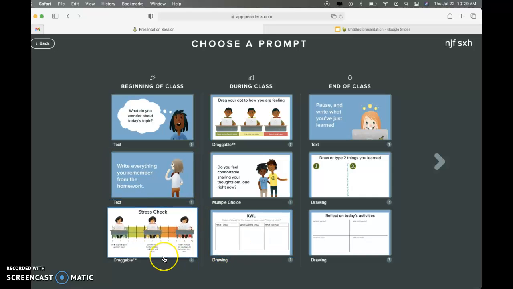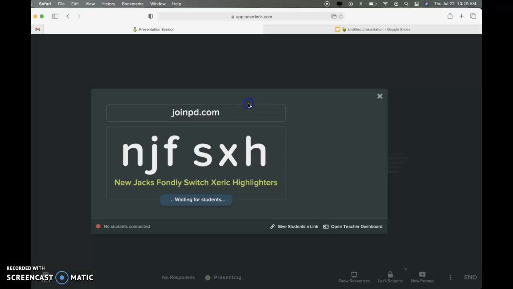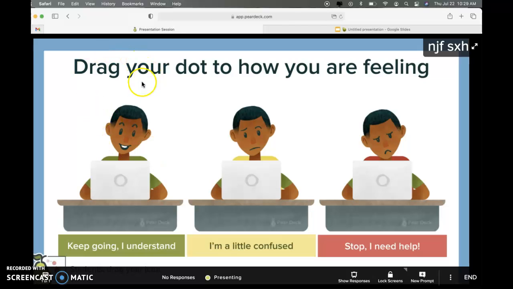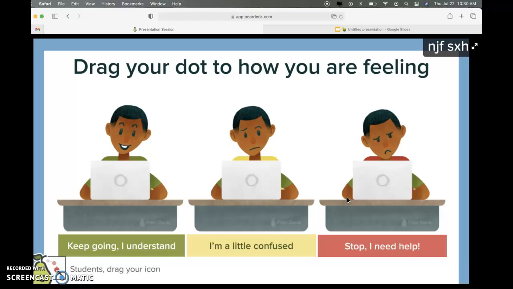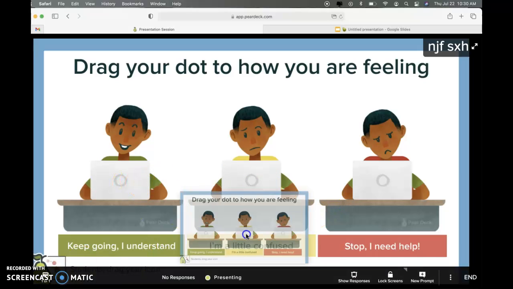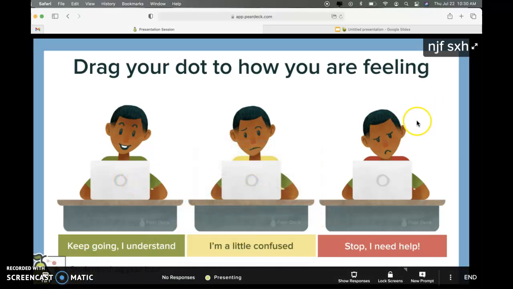And then it also comes into the social emotional skills of it. So this would be the code that I would share with my students, but drag a dot to how you are feeling. And so this would be a good way to check in with your students to see how they are going through their lesson. If you are remote, they would be able to let you know that, hey, I'm a little bit confused and I need some help with that.